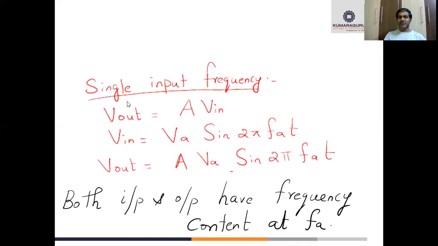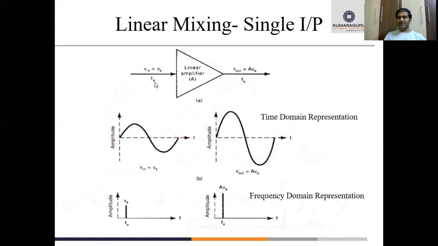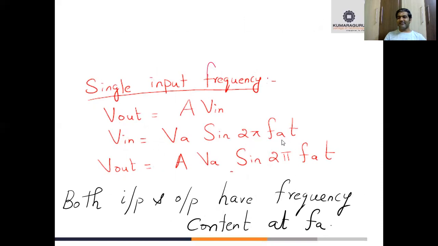Here you are giving only one input. This is a single input frequency, and your frequency is FA and your amplitude is VA. VA sine 2 pi FA t is the mathematical representation of a sinusoidal signal. So Vin is VA sine 2 pi FA t, your sinusoidal input signal. You know that output is A times your input, so A into VA sine 2 pi FA t. This is your time domain analysis. The difference between input and output in time domain is that the output is amplified by a factor A. That is the only difference.